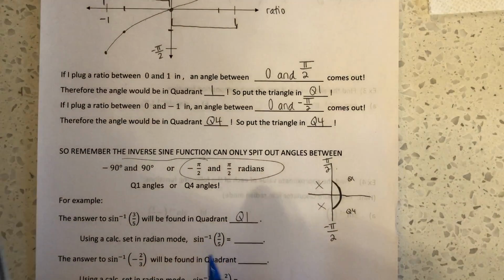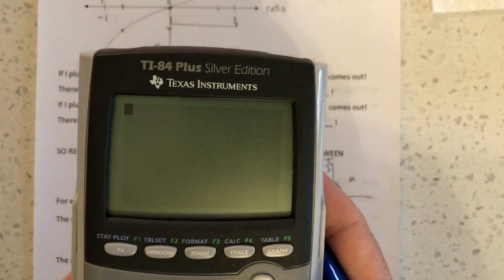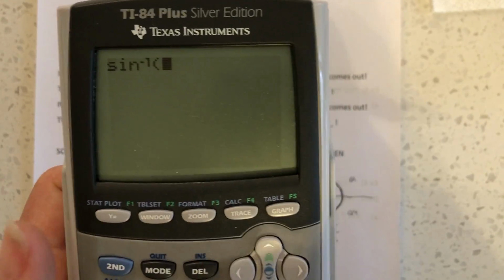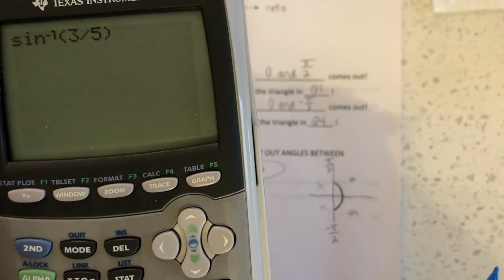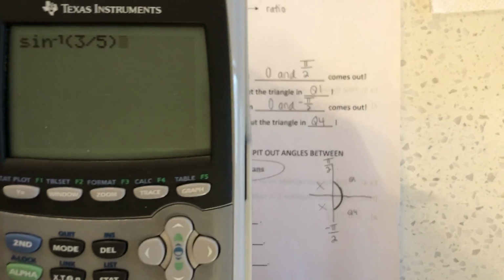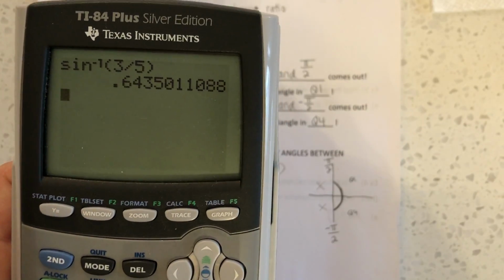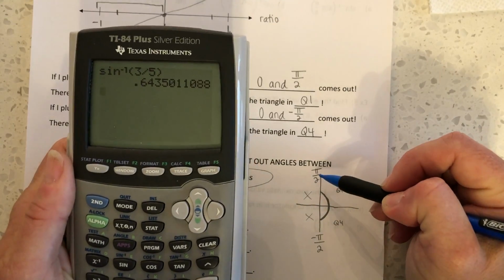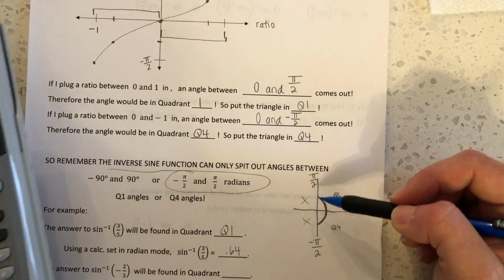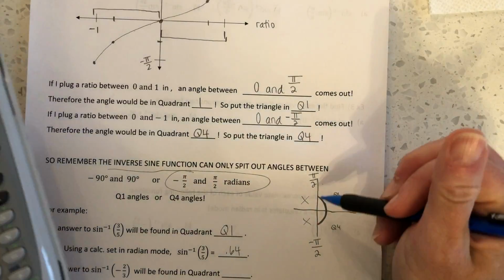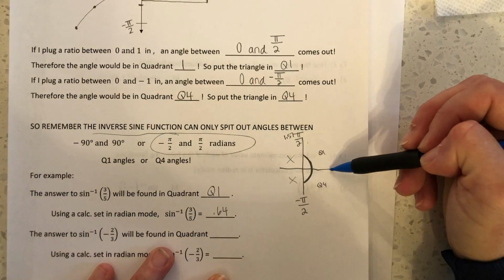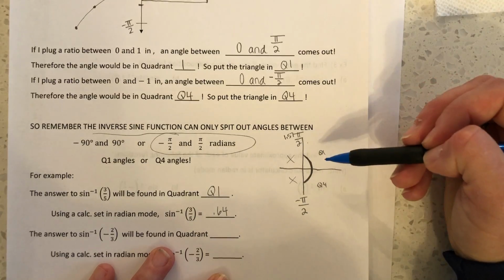And you can even ask your calculator now. What is the inverse sine of 3/5? My calculator is in radians, so it's going to give me the answer in radians. It better be an angle in quadrant 1, and it is telling me it is 0.64 radians. Think about it: pi over 2 is pi divided by 2. 3.14 divided by 2 is 1.57 radians. So 0.64 radians definitely lives in between 0 and 1.57. It is a quadrant 1 angle.